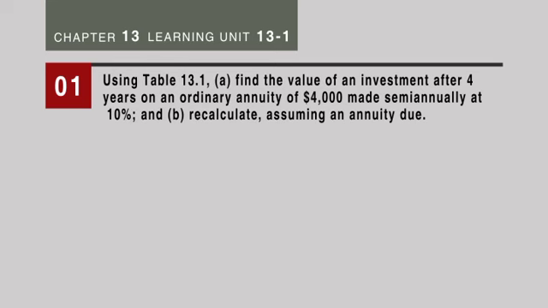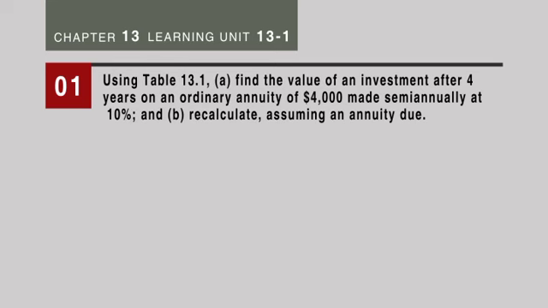Welcome back, everybody. We're in Chapter 13, Learning Unit 13.1. Let's find the value of an investment after 4 years of an ordinary annuity of $4,000 made semi-annually at 10%, and then recalculate it assuming an annuity due.